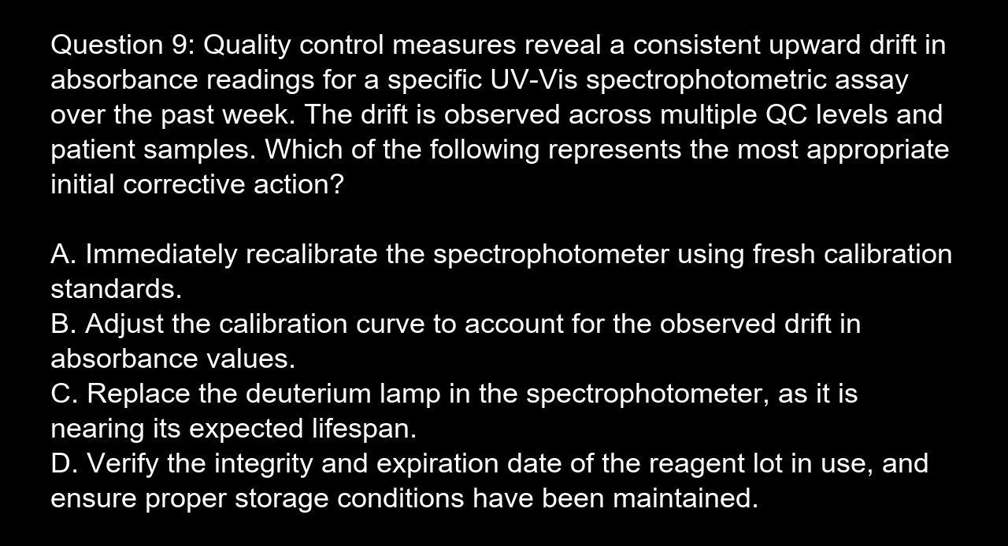Question 9. Quality control measures reveal a consistent upward drift in absorbance readings for a specific UV-Vis spectrophotometric assay over the past week. The drift is observed across multiple QC levels and patient samples. Which of the following represents the most appropriate initial corrective action? Option A. Immediately recalibrate the spectrophotometer using fresh calibration standards. Option B. Adjust the calibration curve to account for the observed drift in absorbance values. Option C. Replace the deuterium lamp in the spectrophotometer as it is nearing its expected lifespan. Option D. Verify the integrity and expiration date of the reagent lot in use and ensure proper storage conditions have been maintained.